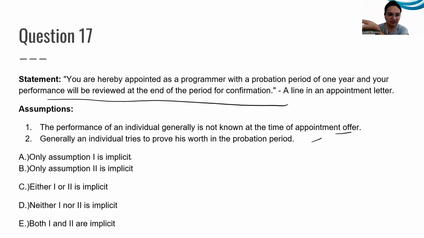Only assumption one is implicit? No. Only assumption two? No. Either? Not either. Either means either one or two. No. Neither? No. Both? Yes. Both are implicit. So this is the answer. Okay. In these questions, be very careful. Most students make mistakes in this question. Okay. Yes. I'm trying to give you all kinds of variety of questions.